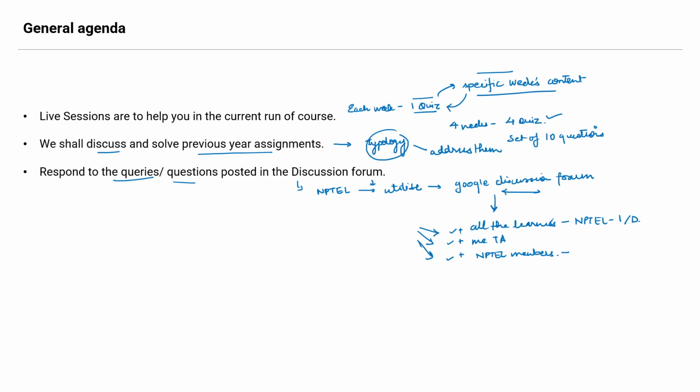By itself, I mean the moment I get a notification that this question has been posted, I'll try to respond to it as soon as possible. And my response is also visible to all these stakeholders, right? So all these people will also get notified when I drop in a response to that particular question. So one platform gives access to all the learners.